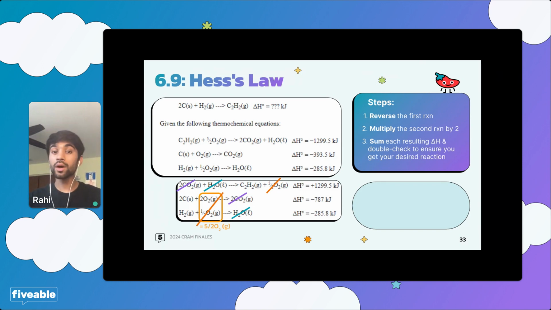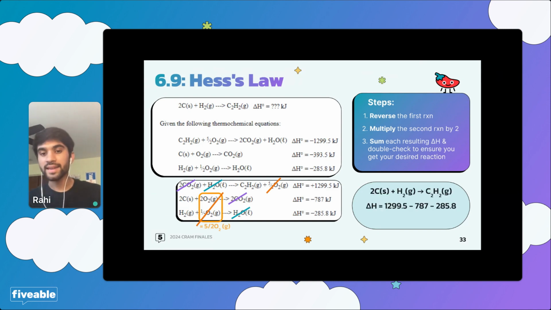But yeah, that means we're cool, and that means we can add the delta H's down as well, and we can get a result, right? So we add down. We have plus 1299.5 kilojoules, right? And then minus 787 kilojoules, minus 285.8 kilojoules. If any of you say no, I'm banning you. You know I have that ability, right? Okay. You're out. Just saying. Anyway, so what does that result in? That results in a delta H of plus 226.7 kilojoules.